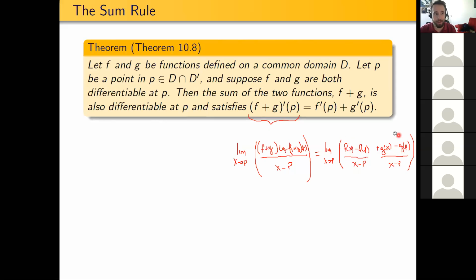And we could do that by referring to the algebraic limit theorems for functions, right? So the limit of one function plus another function. Indeed, we could see that that was equal to the limit of the first piece plus the limit of the second piece. And by definition, the limit of the first piece was equal to f prime. The limit of the second piece was equal to g prime.